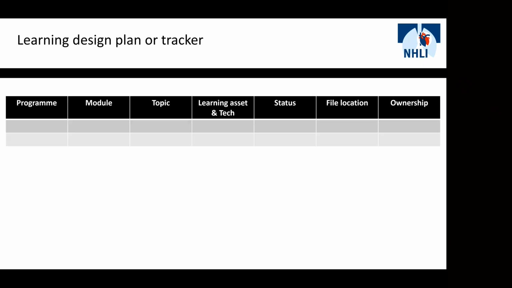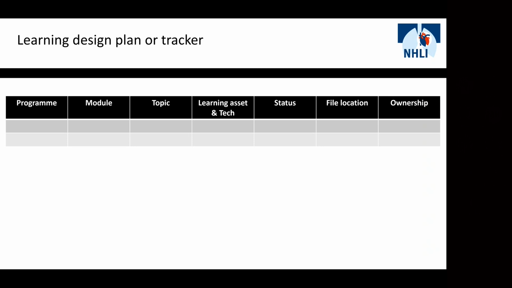Once we've developed the outline design document, that then feeds into a learning design plan or a tracker. Now, this tracker is used throughout the life cycle of the program. And the idea is to keep track of each of the individual learning assets that have been identified, to see where we are with them in terms of progress, and really to ensure completion and to ensure that we can find them later on. So for the purposes of this morning, I've listed program as the initial cell.